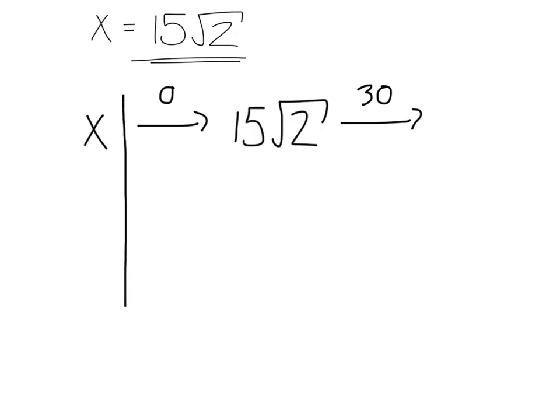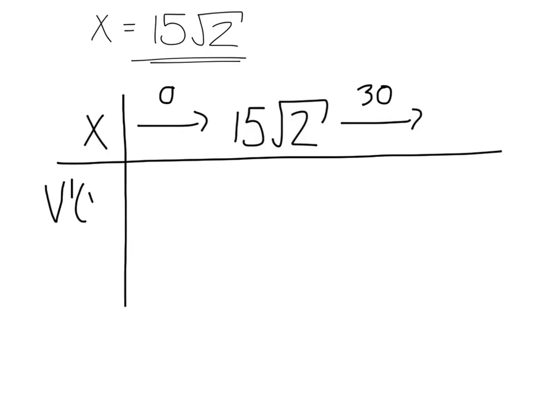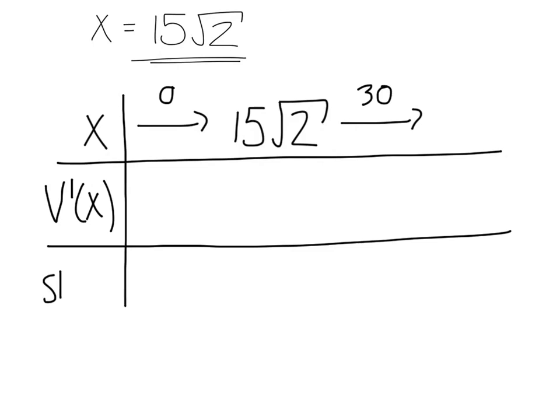So setting up our table, on the second row of our table, we have our v dashed x, which is the derivative, which will indicate the gradient, and lastly the slope. So we already know 15 root 2 is the stationary point, so we can fill 0 in there straight away. In order to find the derivative on each side of this, we need to first of all substitute in 0.